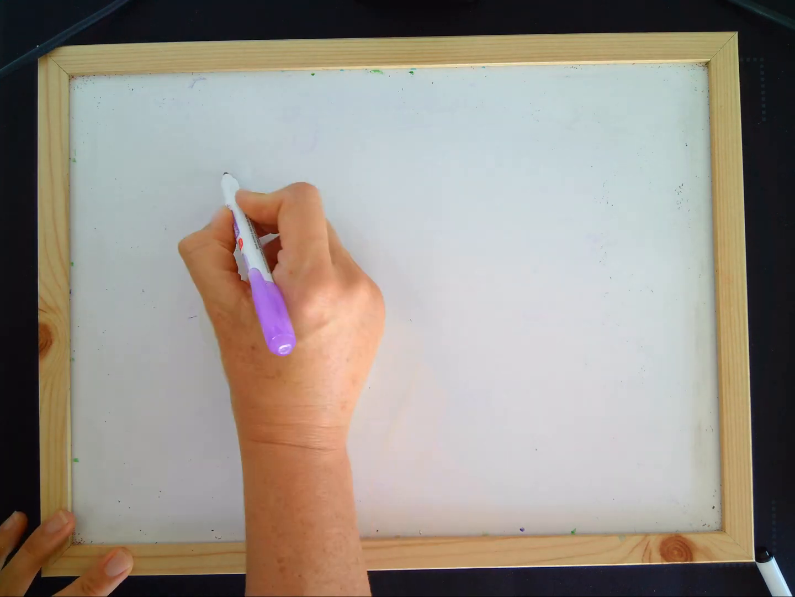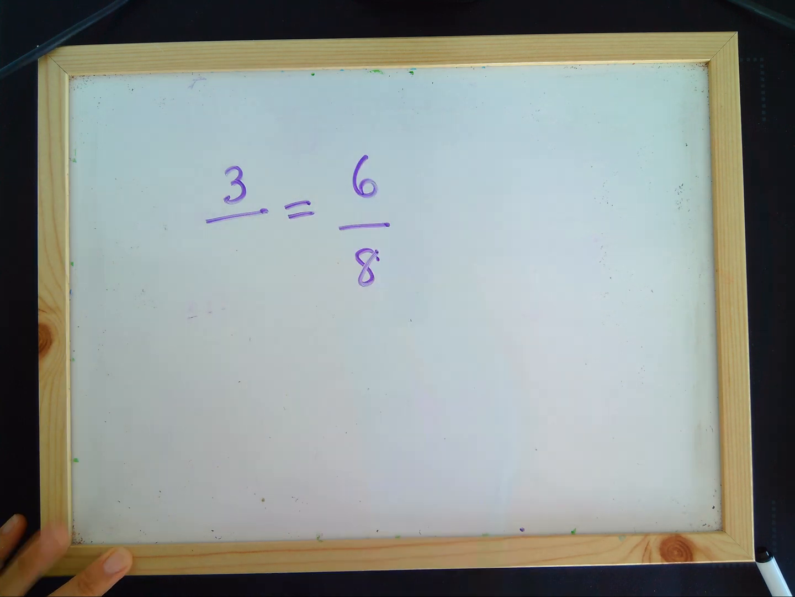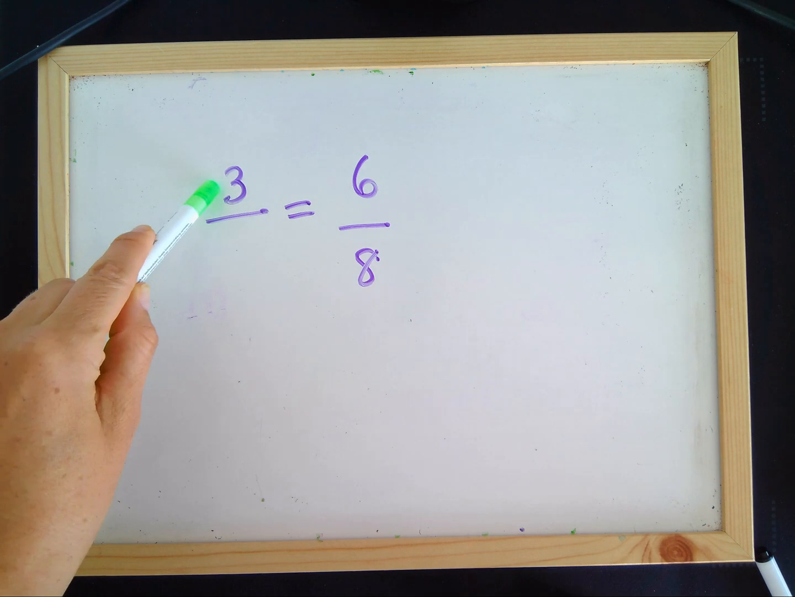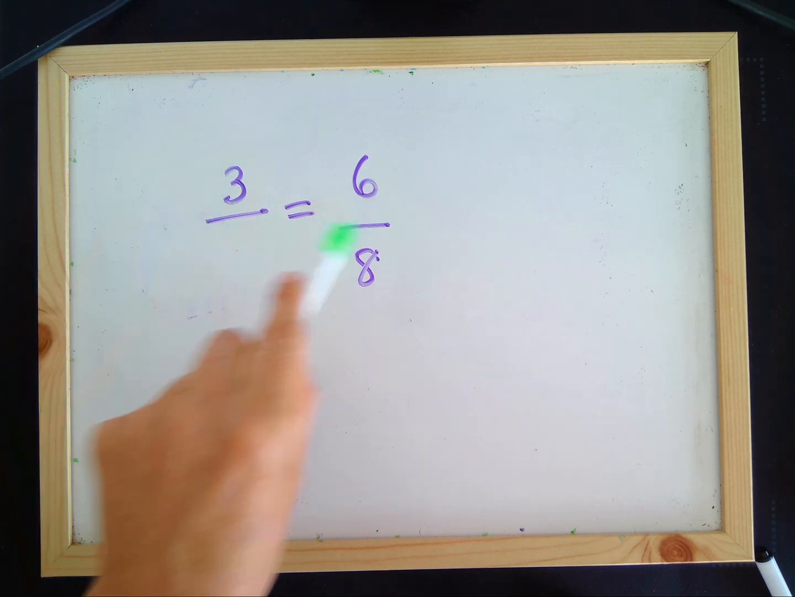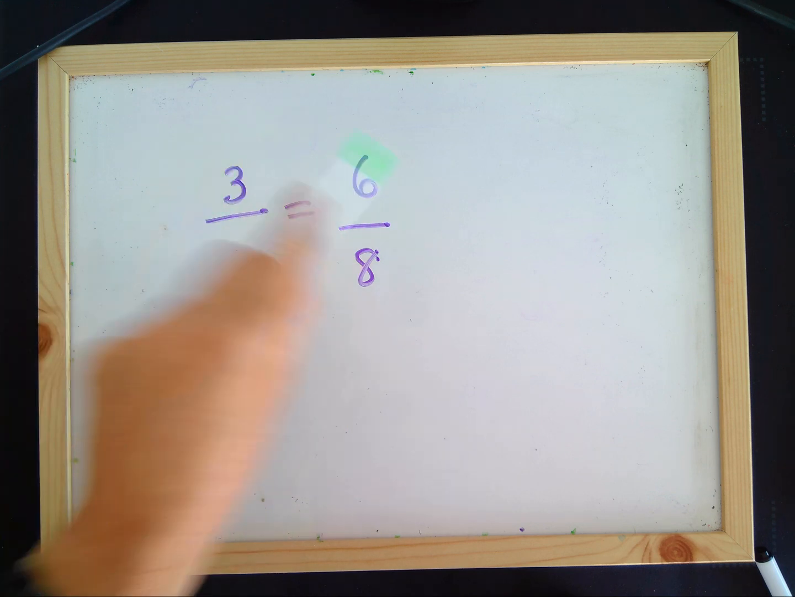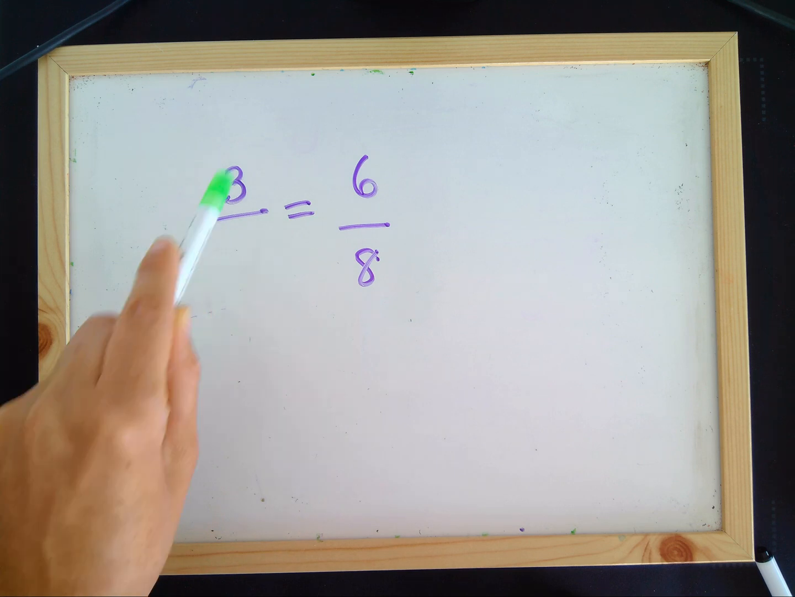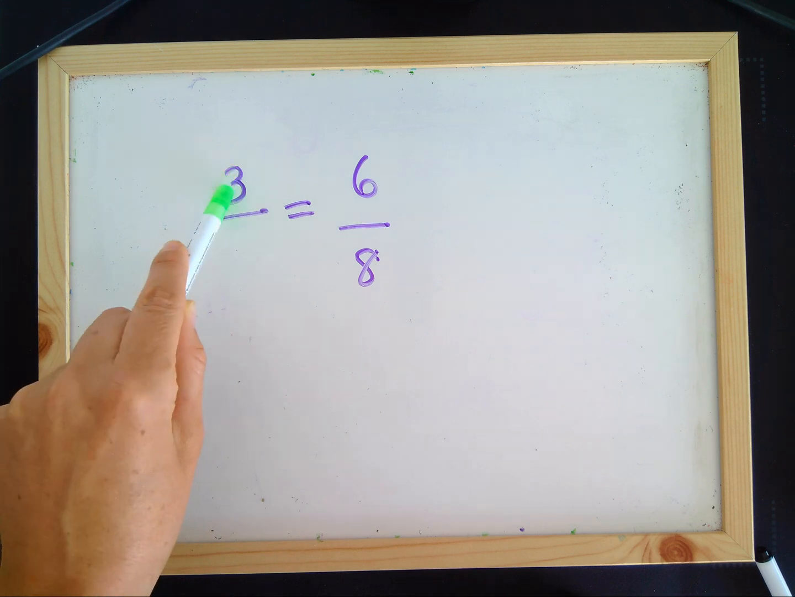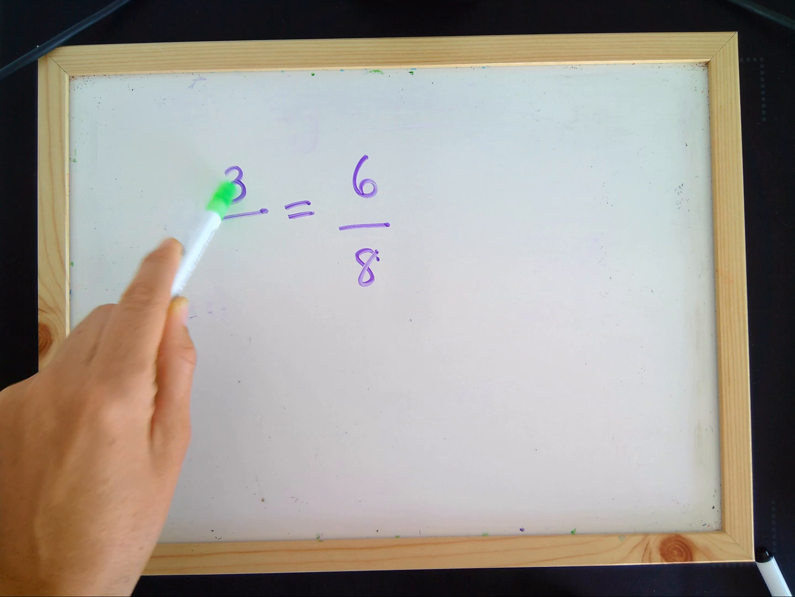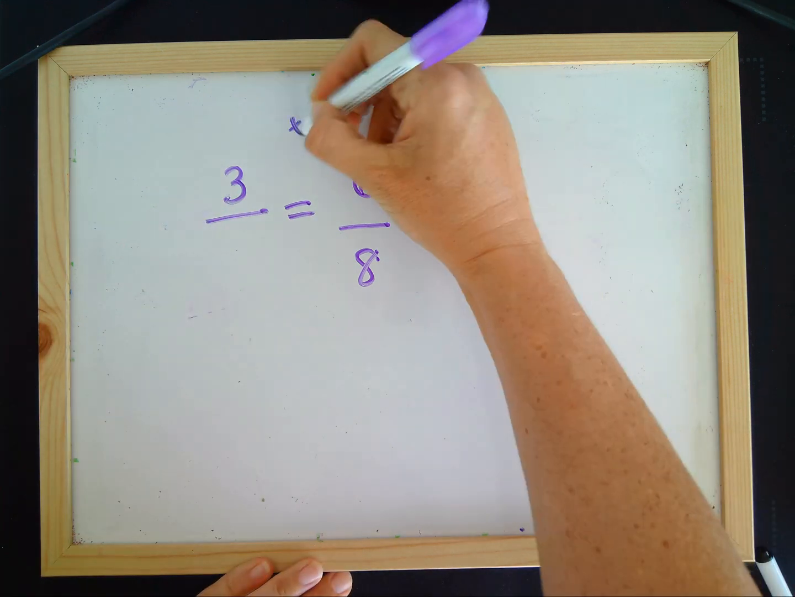In your book you have questions like this: 3 over something is equal to 6 over 8. To find the equivalent fractions, you look for the relationship between the numerators. Here it's the numerators because I have 2 numerators. If I had the 2 denominators, I'd look for the relationship between the denominators. So I ask, what do I need to do to 3 to get to 6? I'm thinking multiplication or division. That's right, I need to multiply by 2.